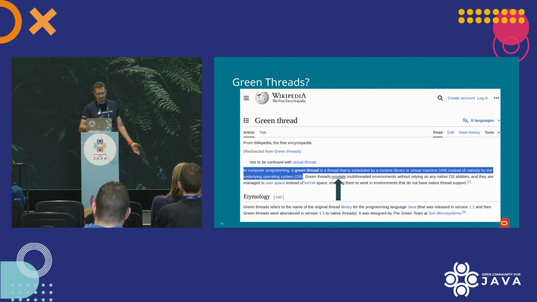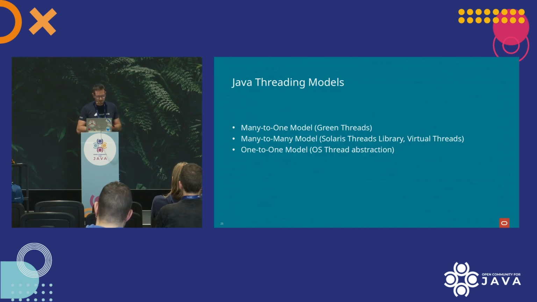Before we move ahead, we will take a look at Wikipedia for what green threads are. It's explained there in a similar manner. But the important part of this explanation is that it emulates a multi-threaded environment. And that's the main difference between the green threads and the virtual threads. The green threads were only emulating it. It was multiplexing over a single thread, nothing more. We can try it out.